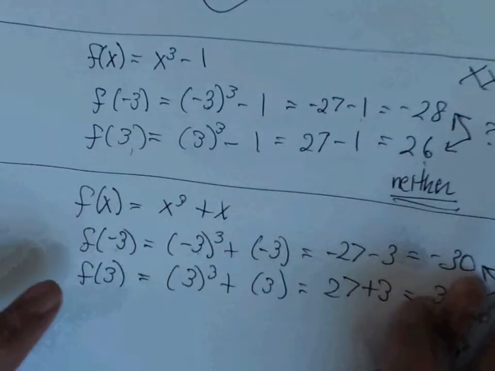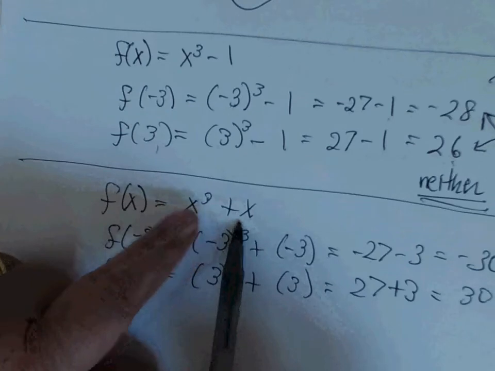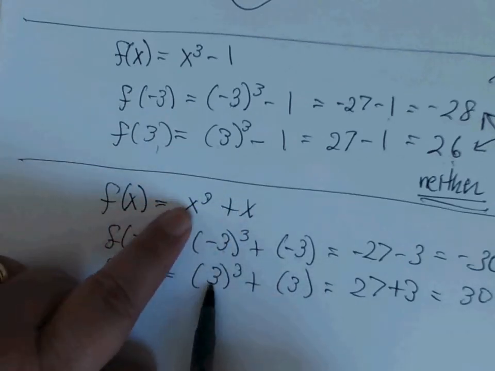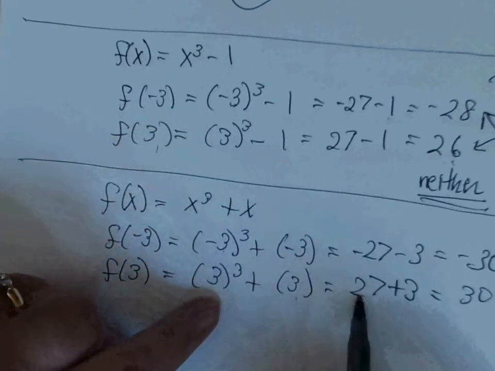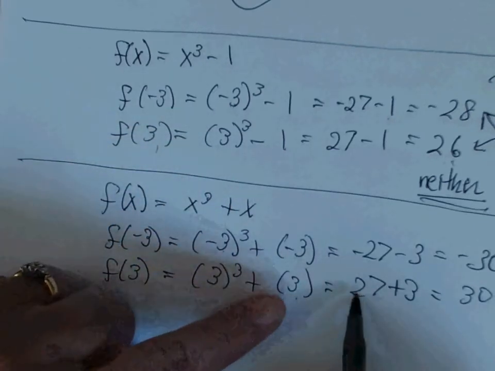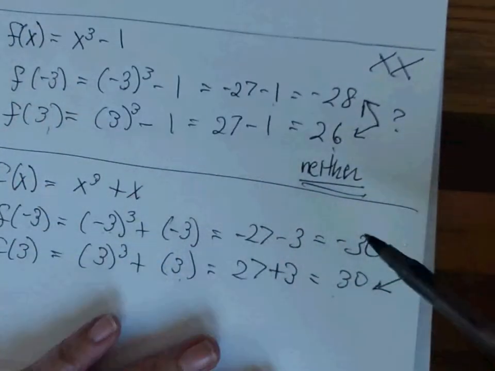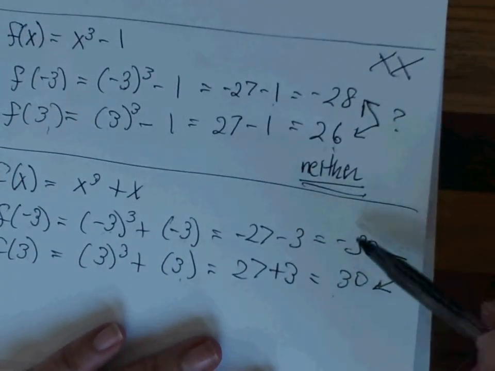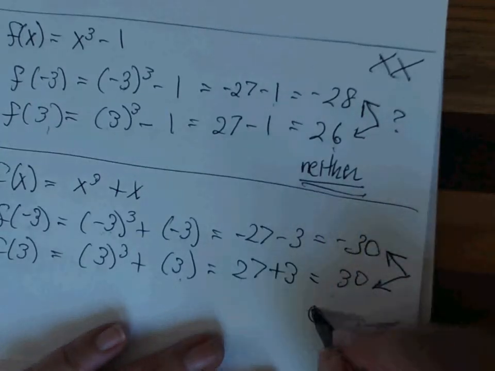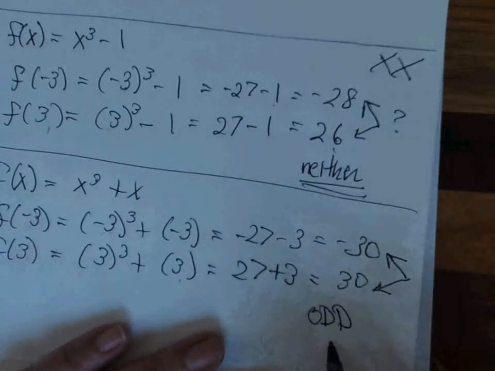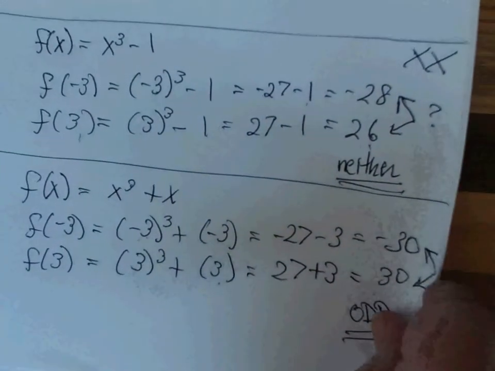Okay, let's do the opposite, which is positive 3. Put in 3 everywhere you see an x. 3 cubed plus 3 equals 3 times 3 times 3 is 27, plus 3 equals 30. What do you see about those two results? They are exactly the opposite. So here you have an odd symmetry function. Okay. So straightforward.